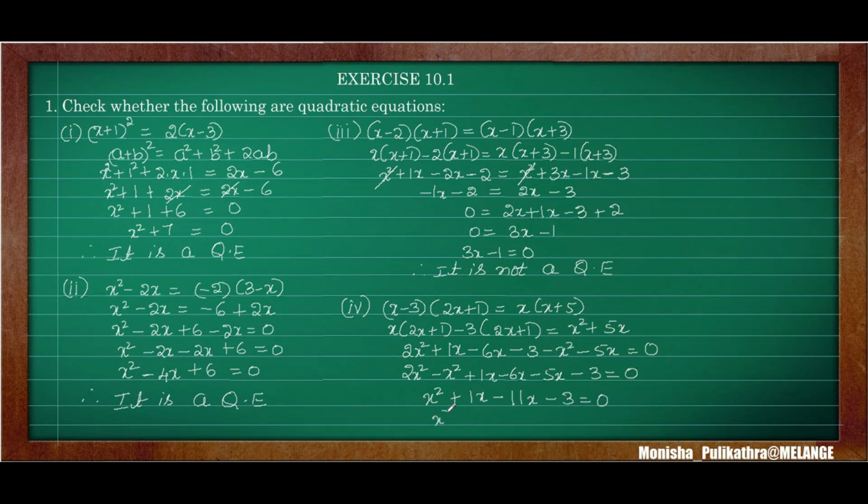So it will become x square, then 11 minus 1 is 10, larger number sign is minus. So minus 10x minus 3 is equal to 0. Therefore, it is a quadratic equation. I hope you understood this.